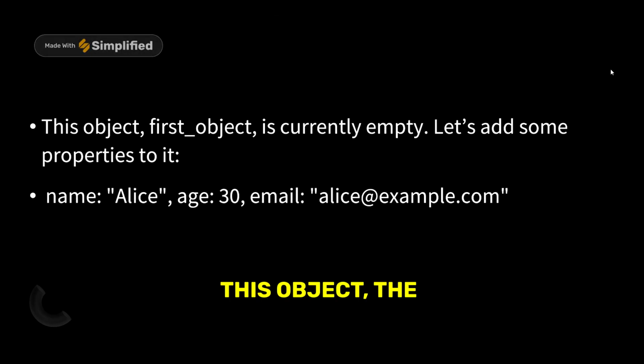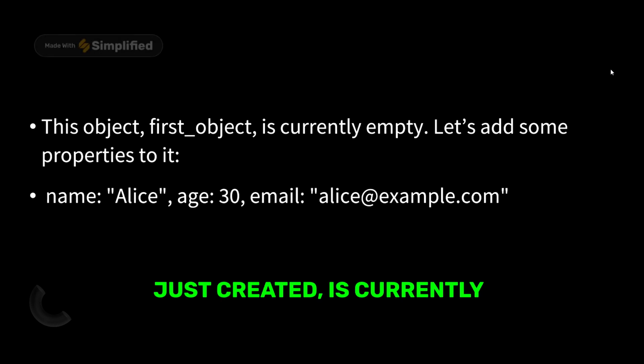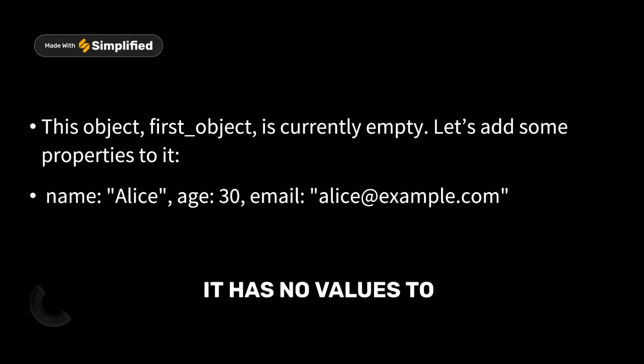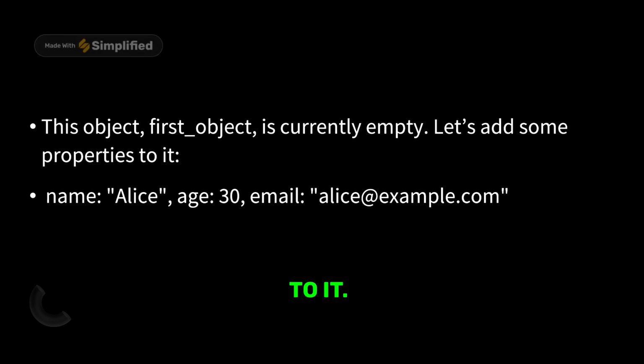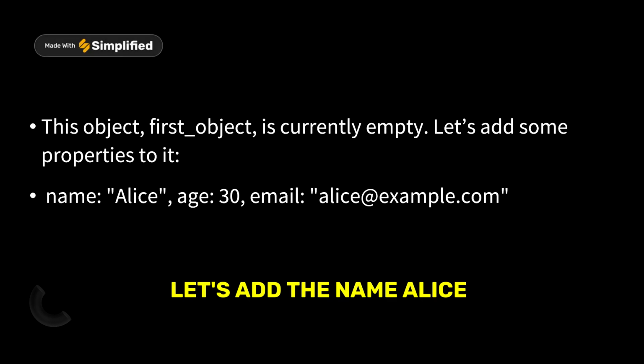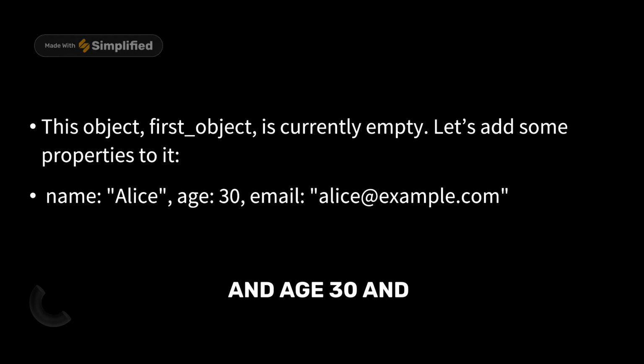This object, the first object that we have just created, is currently empty. It has no values to it, and it has no properties. So let's add some properties to it. Let's add the name Alice, and age 30, and email alice@example.com.